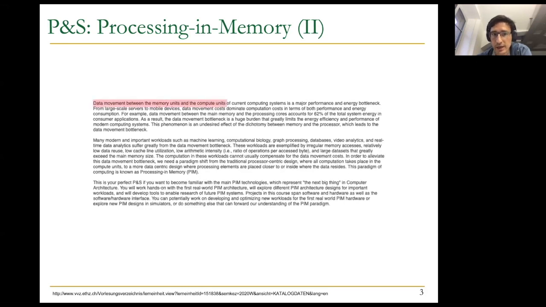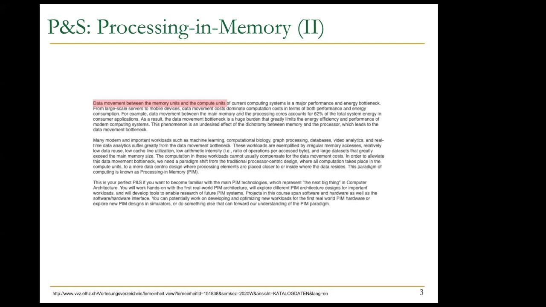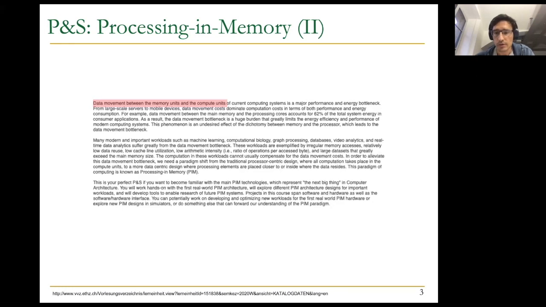The first thing is the data movement between memory units and compute units. I'm pretty sure that you all know the von Neumann model that was proposed like 70 or 80 years ago by John von Neumann. There we have two main units. In one unit we store the data and the programs, and in the other unit we compute, we perform arithmetic operations or logic operations or whatever. Now the problem is that we need to move data, and not only data but also program instructions, from the memory to the compute units, to the processor in some way.